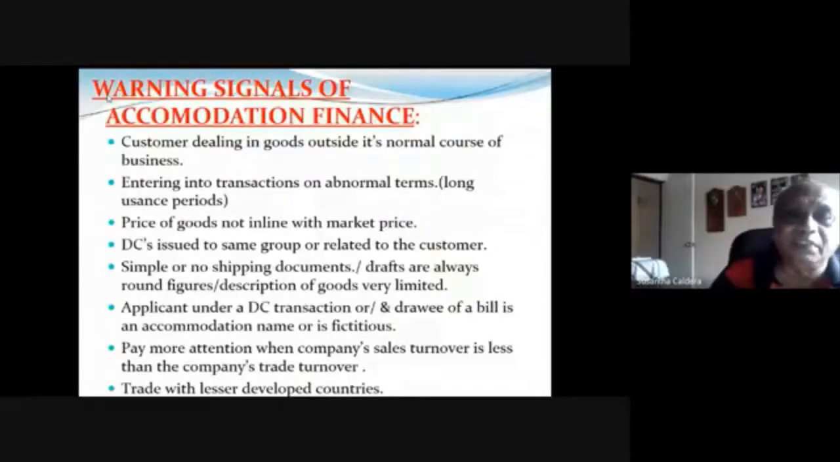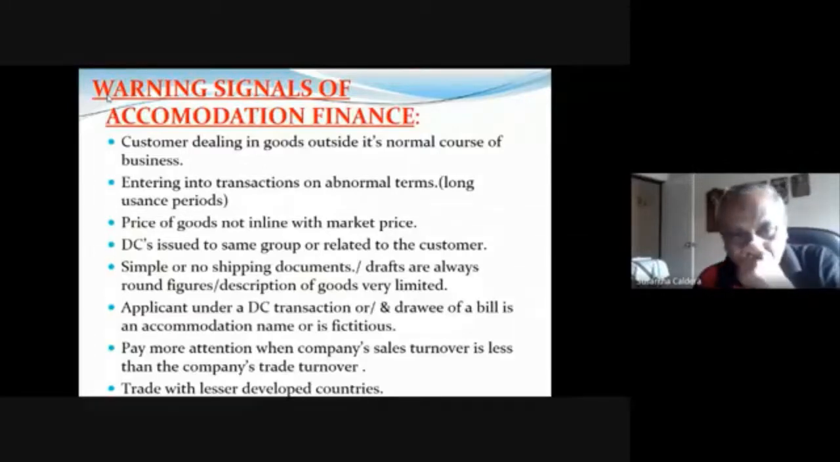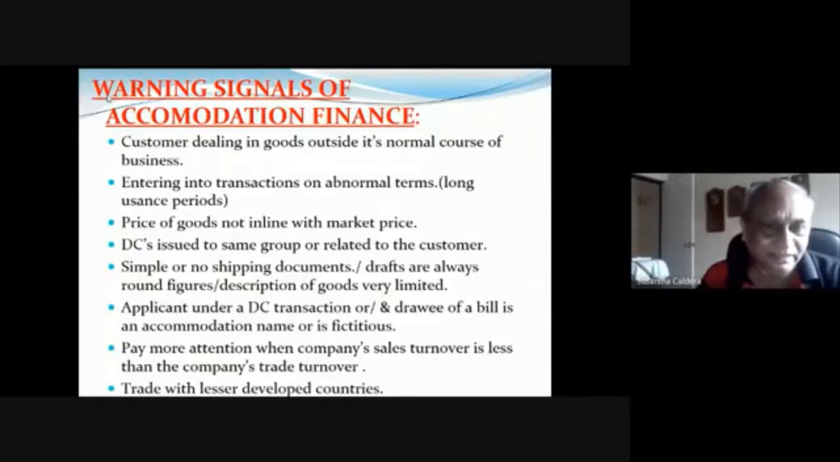Warning signals of accommodation finance. Customer dealing in goods outside its normal course of business. Entering into transactions on abnormal terms. Long usance periods. Normally the usance period of an LC is not more than 90 days or 120 days maximum. 180 days, 360 days can be abnormal terms.